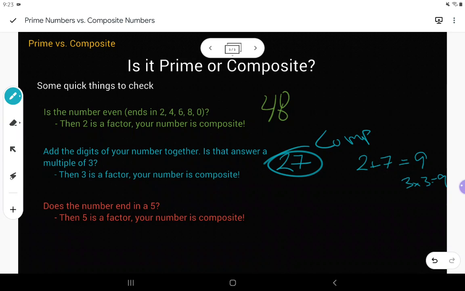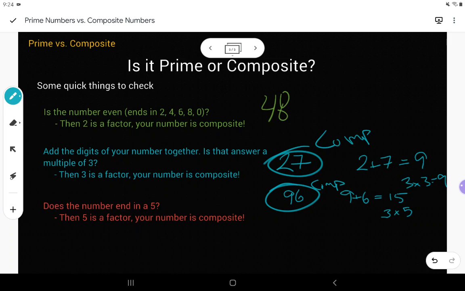That's my test to see if I can divide a number by 3, is I just add the digits together. And that would work with any number. It doesn't matter how big it is. So I could do something like, we'll say 96. 96, if I go 9 plus 6, that's 15. 15 is a multiple of 3 because I can write 15 as 3 times 5. So that means 96 can be divided by 3. It would also be composite.